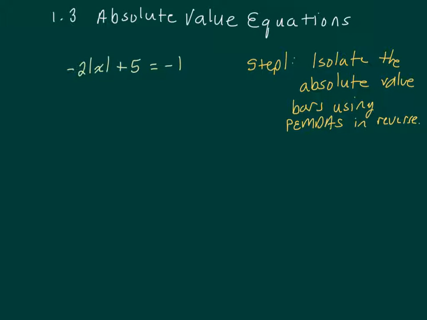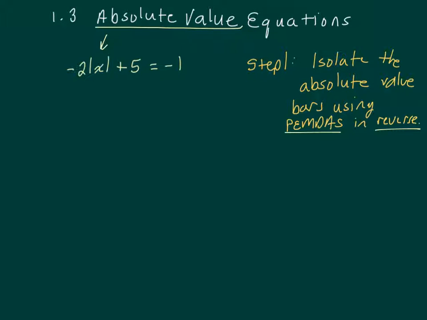So here we have a pretty straightforward absolute value equation. It's straightforward because it's just the absolute value bars. There's nothing inside them other than that lonely little x. And we're going to treat this more or less like a normal equation, which means we're going to isolate those absolute value bars by using a typical PEMDAS in reverse.